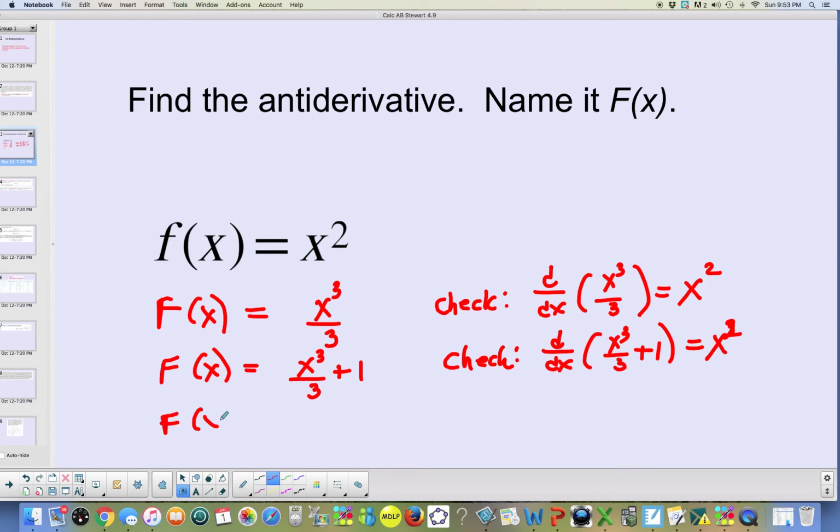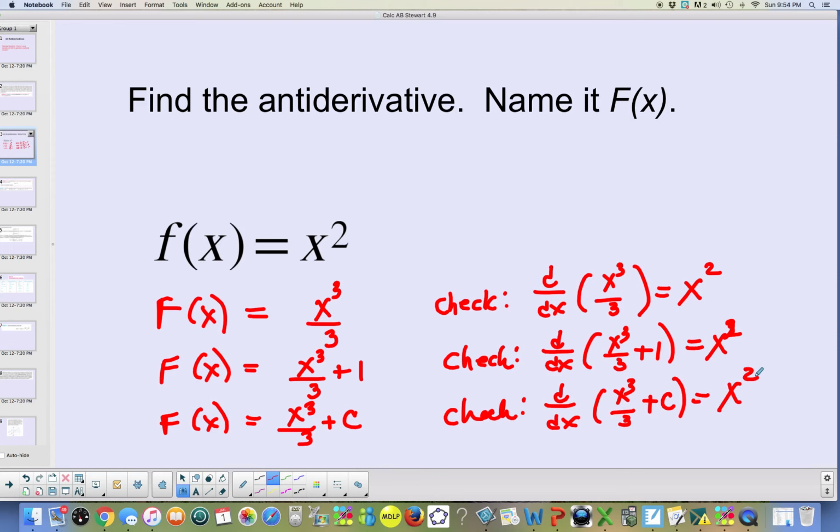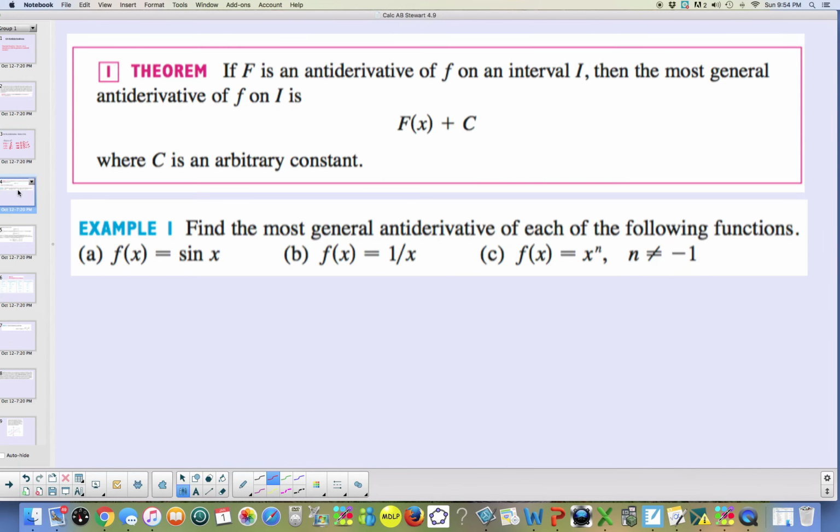So I really can add any constant here. And when I check my work, again, regardless of what the constant is, the derivative will equal x squared. So find an antiderivative. There's a lot of them. Okay, so we call this antiderivative capital F of x plus c, and c is that constant. So this is the most general antiderivative. We know there's specific ones.